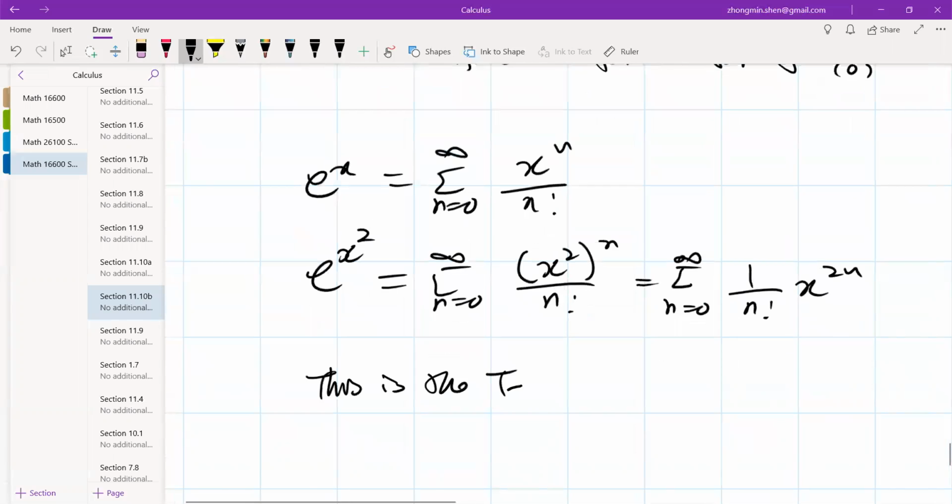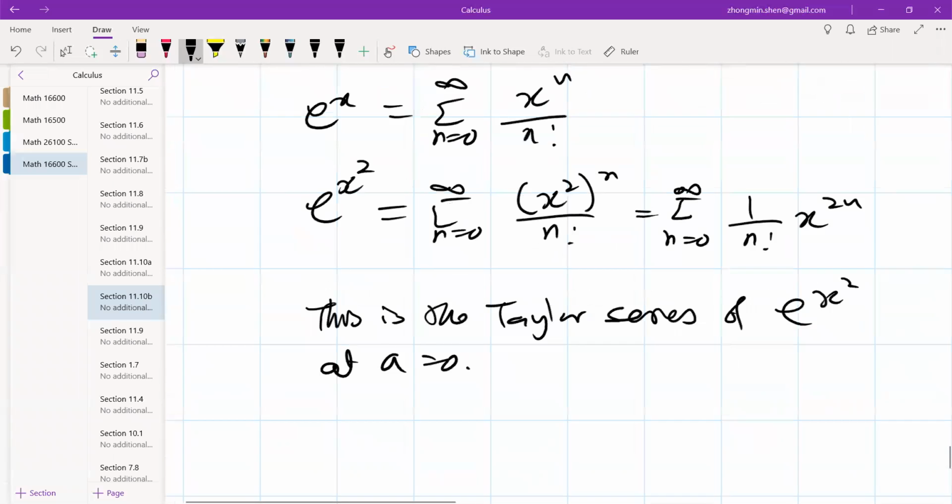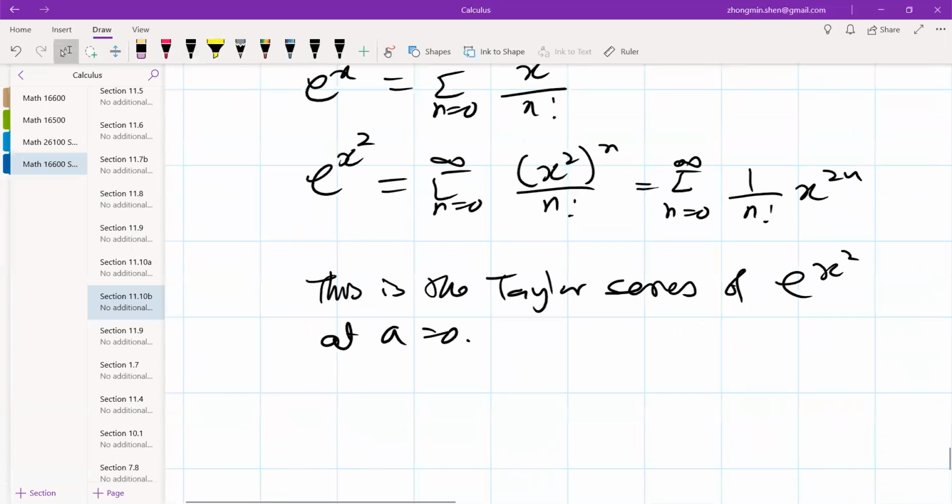This is the Taylor series of e to the x squared at a equals 0. And it is also called the Maclaurin series. Because Maclaurin, I think, did some of the first partial work, focusing only on the power series representation at the origin. Probably they were independent, because in early days information could not be exchanged so quickly, you know, 200 years ago.